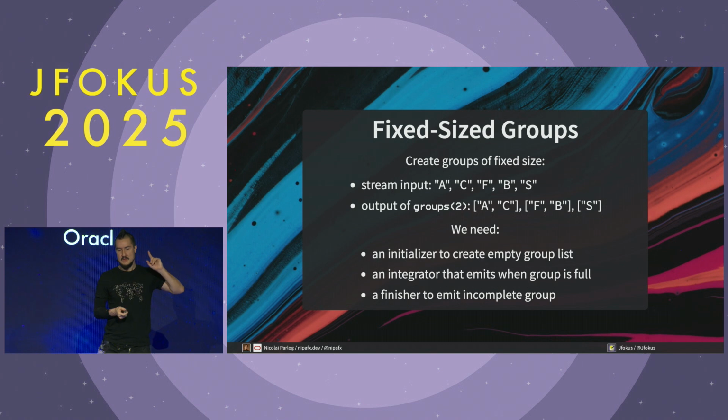Like this one, I want to have groups of 2. I want to take my stream of 5 elements, and I want to have the first 2, the next 2, well, and then the last one, really, right?